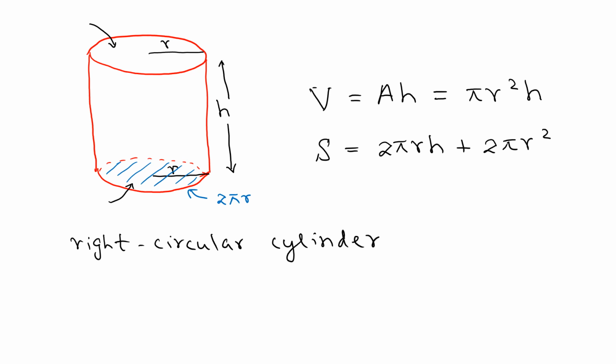So that's the actual name, right circular cylinder. Okay, so let's look at the next one. Next one is a cone. Next, we have a cone. So let's exaggerate the base. What we need is the radius r, and then to find the height.